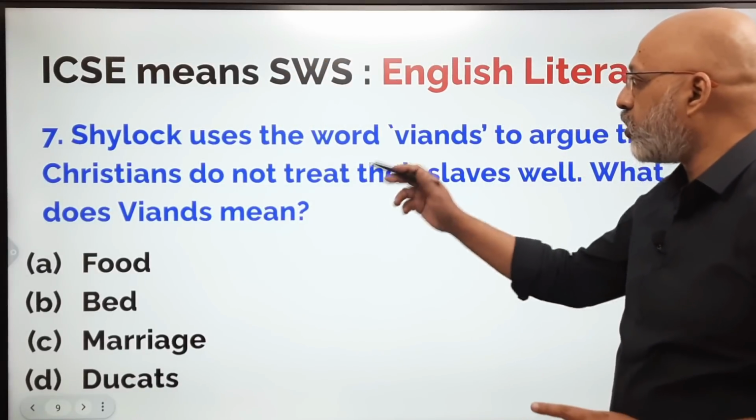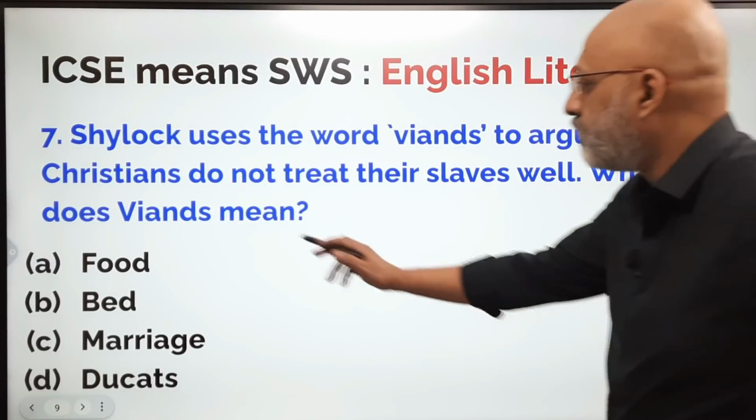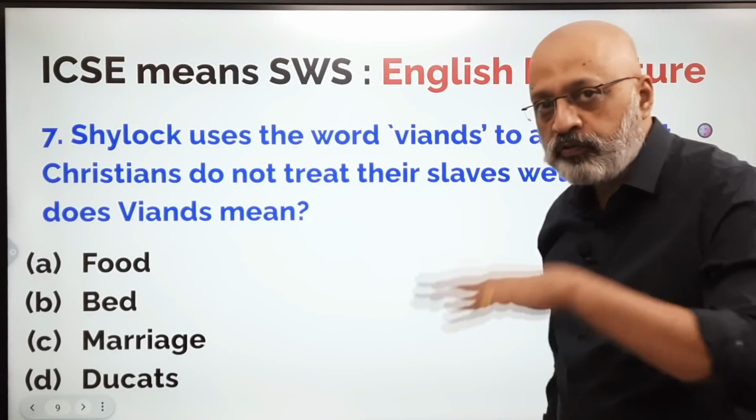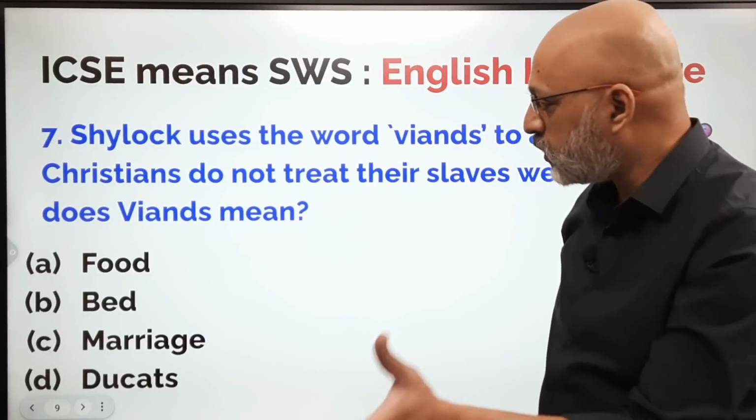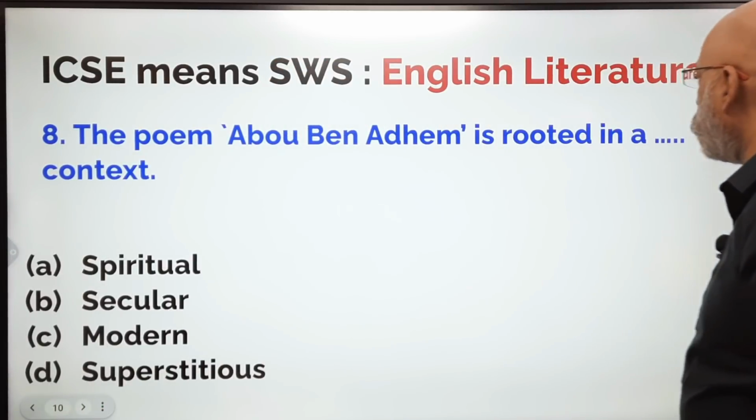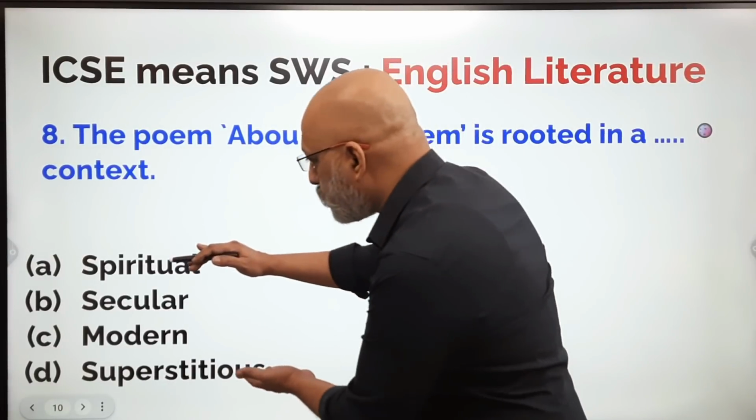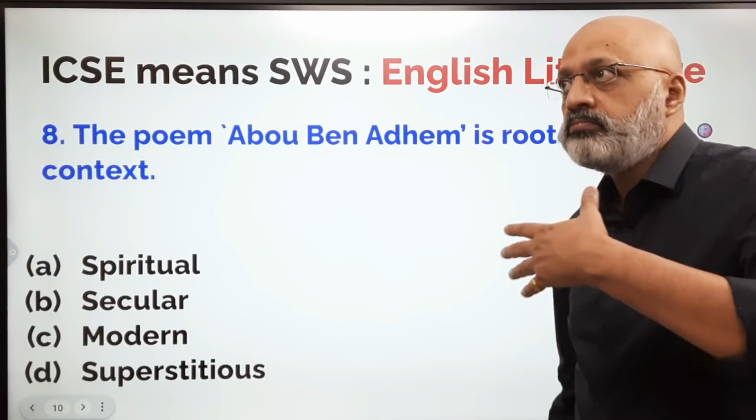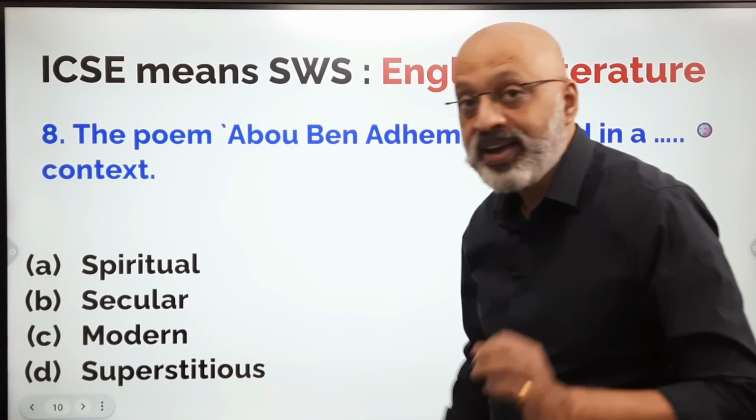I'm again and again saying Shylock uses the word Vance to argue that Christians do not treat their slaves well. What does Vance mean? Food, bed, marriage, ducats. If you have read it and you have seen all the correct modern words for these Shakespearean words, you know he is referring to food, option A. The poem Abou Ben Adhem is rooted in a spiritual, secular, modern, superstitious. Don't get confused between A and D, because you may think that the angel is part of his imagination, superstition, and you may mark D. No, it is A, spiritual.